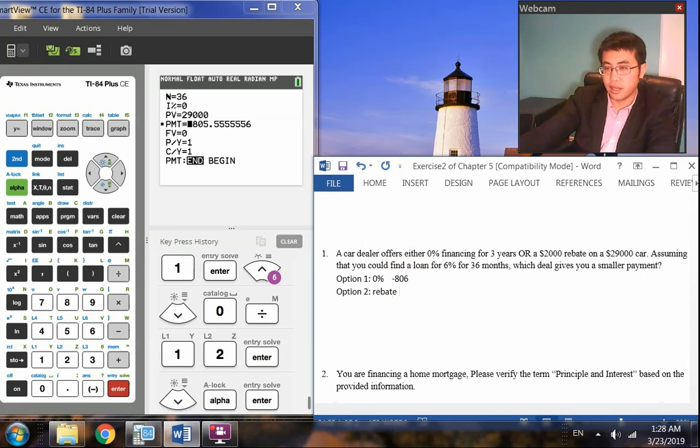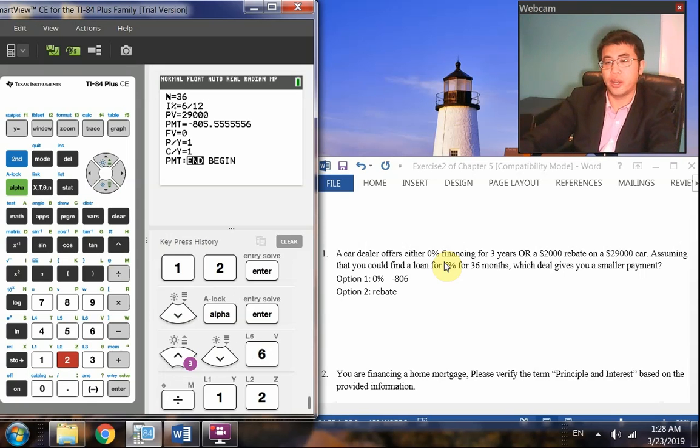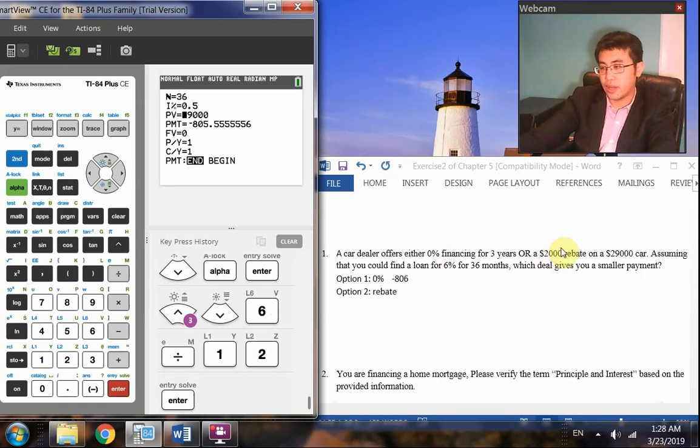Now let's look at the second option. Does that require a smaller payment? We will see. For the second option, the number of months is still the same, 36 months, and the interest is actually 6%. So you put a 6, and you're going to divide 6 by 12 to get the monthly rate. And the present value, well, it's true that you're going to pay for the car, but effectively you're only paying $27,000, and you are borrowing that for a loan.